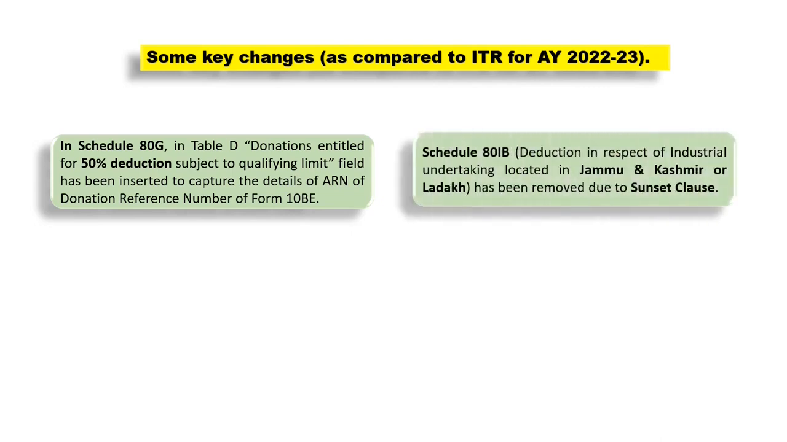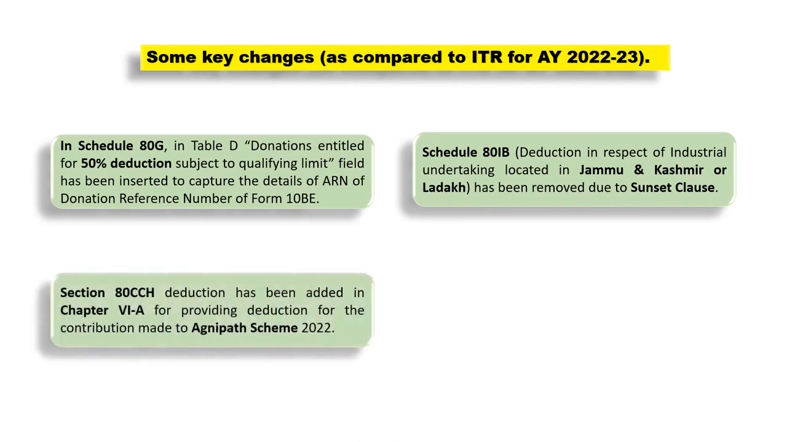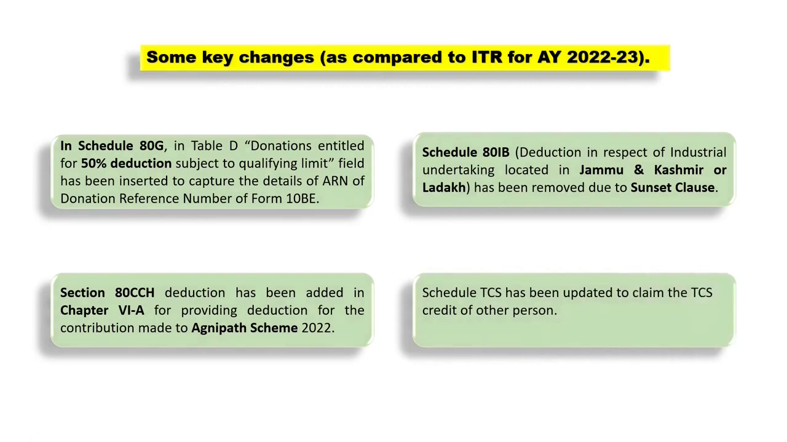Schedule 80IB, deduction in respect of industrial undertaking located in Jammu and Kashmir or Ladakh, has been removed due to the sunset clause. Section 80CCH deduction has been added in Chapter 6A for providing deduction for contribution made to Agnipath Scheme 2022, and Schedule TCS has been updated to claim TCS of any other person.